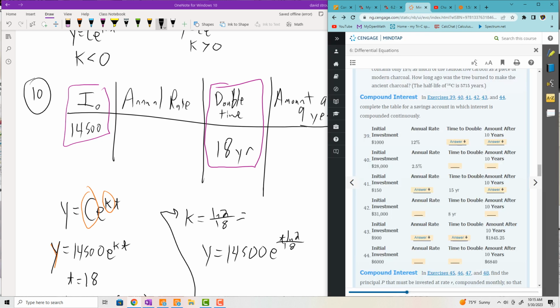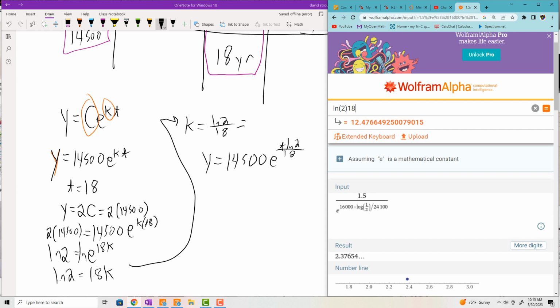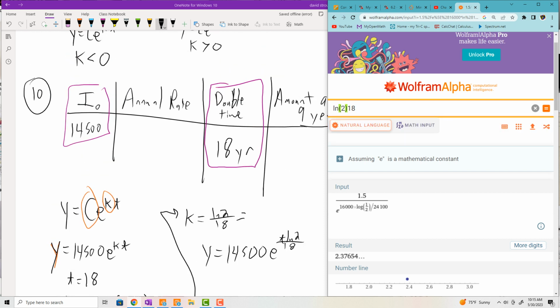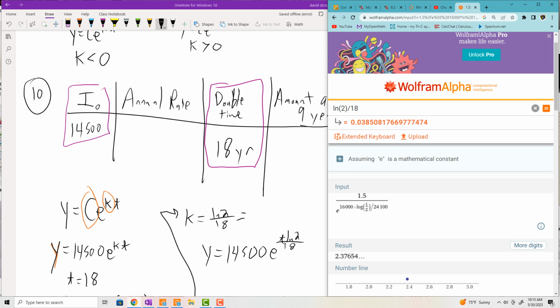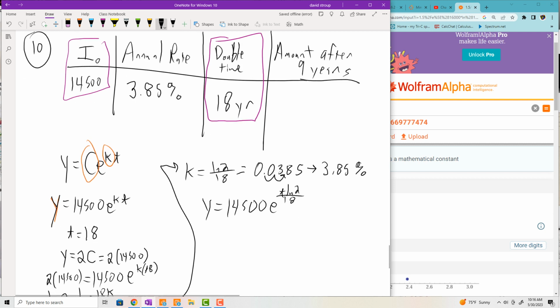Two decimals. So 12.48. That can't be right. It's divided by, sorry. So the k value is 0.0385 about. But that's not what you're going to put in for the annual rate. The annual rate, then, you have to convert it to a percent, and that would be 3.85%. Okay, but in the equation, just leave it as your k ln over 18 value.